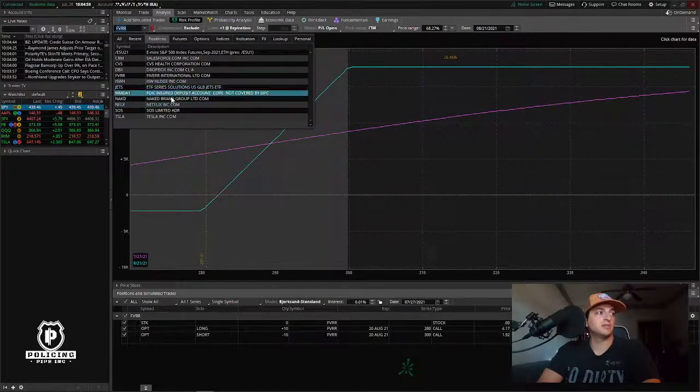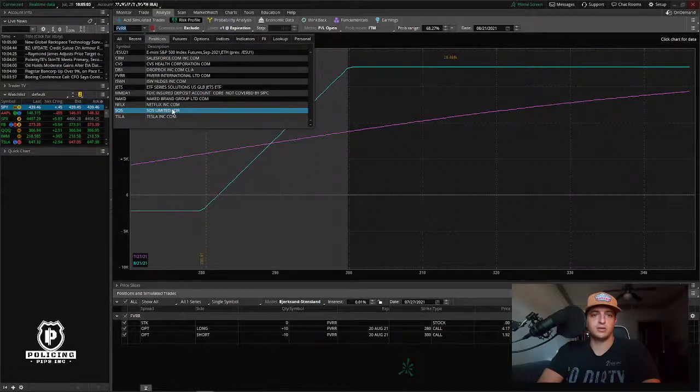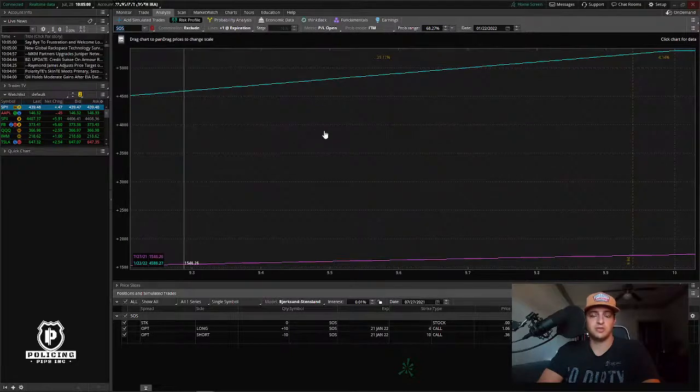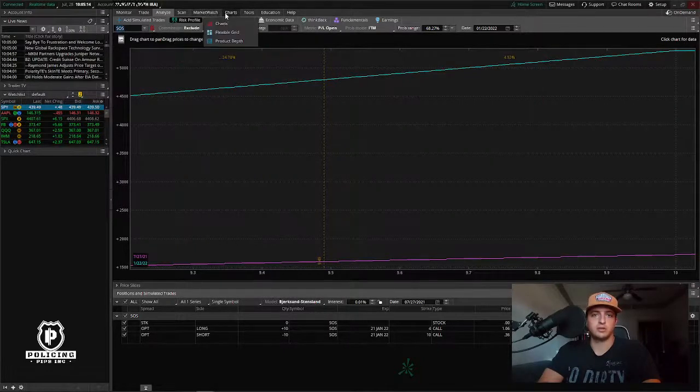ISWH is not an option play. SOS is a company that is a longer term play also. It's a LEAP option. It's really hard to see these because they're so far out, so I can't really show you the risk profile. But I'll show you some charts that'll help you a bit.